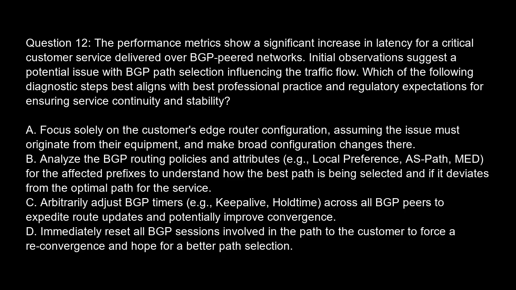Option C. Arbitrarily adjust BGP timers, e.g., keepalive and hold time, across all BGP peers to expedite route updates and potentially improve convergence. Option D. Immediately reset all BGP sessions involved in the path to the customer to force a reconvergence and hope for a better path selection.